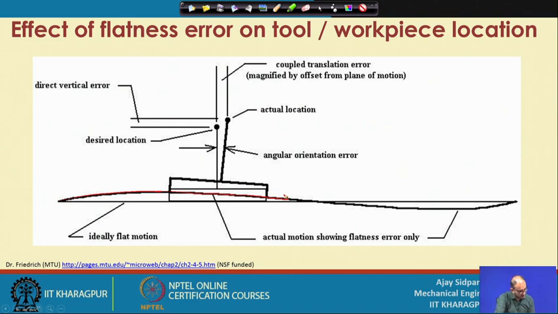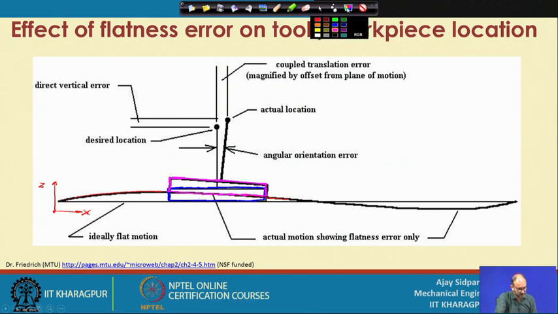Now, we can understand that our error is in the x direction only. Suppose this is the x direction and this is the z direction. So, we have error in the x direction and this is the original location of the component. Our component or the workpiece should be located here. If the surface is flat, the workpiece is here, but if the surface is not flat, then its location is this one. This is the location of our workpiece.